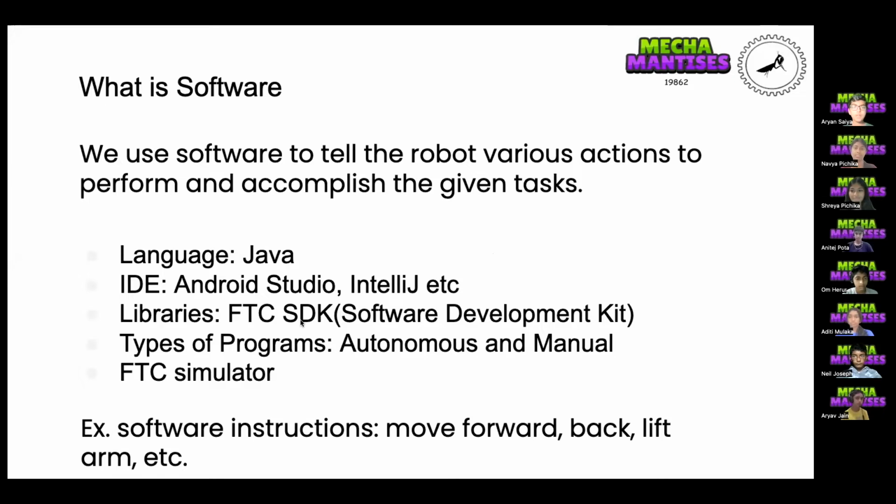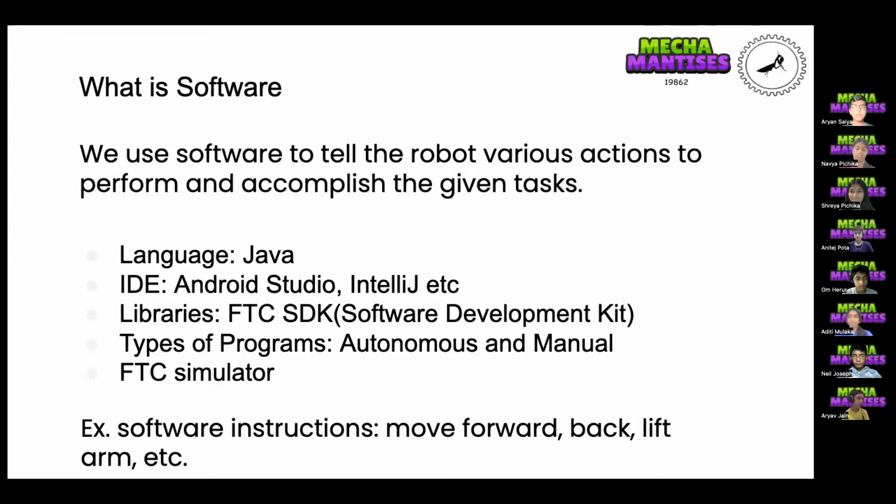The software of a robot tells the robot what to do, whether it is to move forward, move back, lift its arm, or more. The programming language FTC teams use is Java. The IDE, or Integrated Development Environment, our team uses is Android Studio, but others include IntelliJ and more. The libraries teams use are provided by FTC, the FTC SDK.